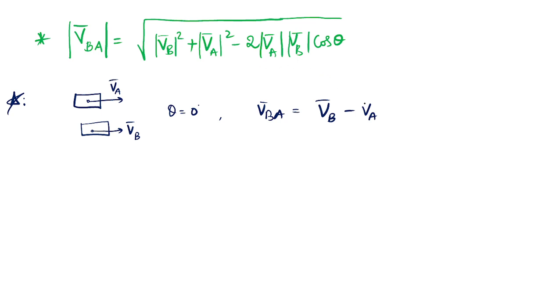It will be cancelled. Next, the second case: if they are in opposite directions, VA is in this direction and VB is in this direction. What is the angle between them now? 180. Cos 180 value is how much? Minus 1. If you substitute here, what happens?